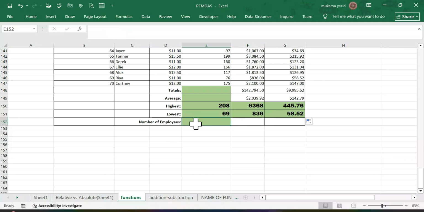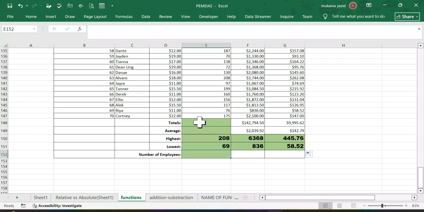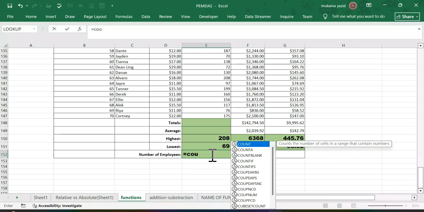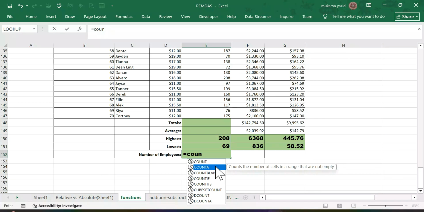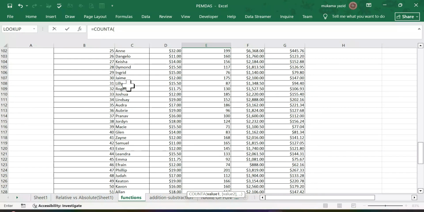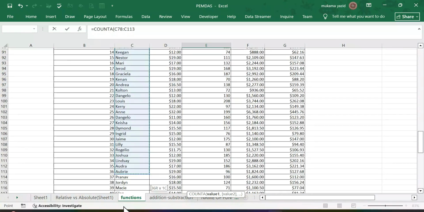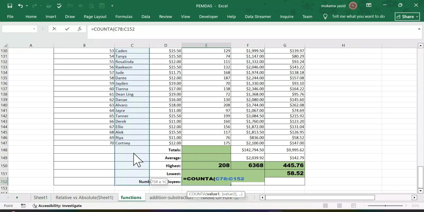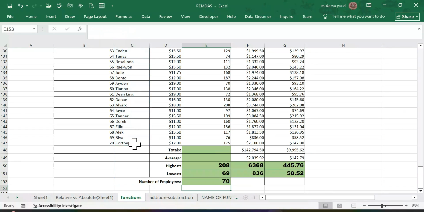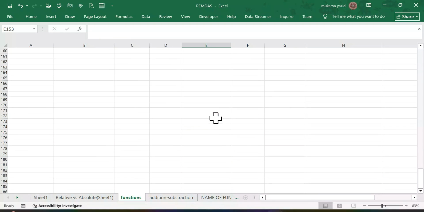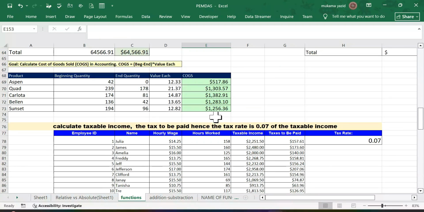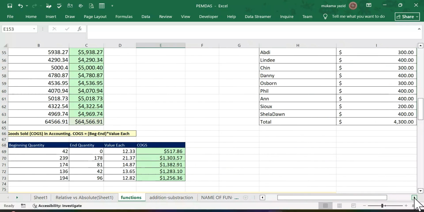From there, employee number, so we need to count the number of employees, so we just use our counter, equals counter. We just click this one, then we come and select the names of the employees. We select these, then press enter. That's it. Is there any other question? Okay, let us scroll to this bar.